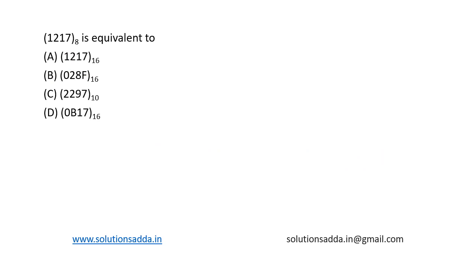This is a question from digital logic design. 1217 in octal is equivalent to, and four options are given. Here three options are given in hexadecimal and one option is given in decimal. So first of all, let's try for the hexadecimal format.